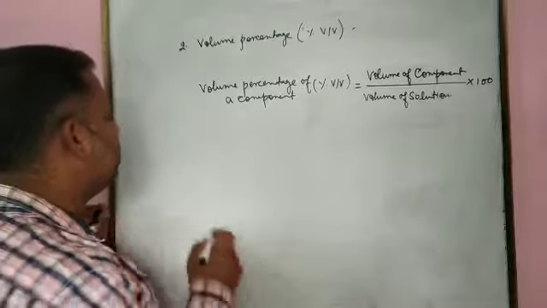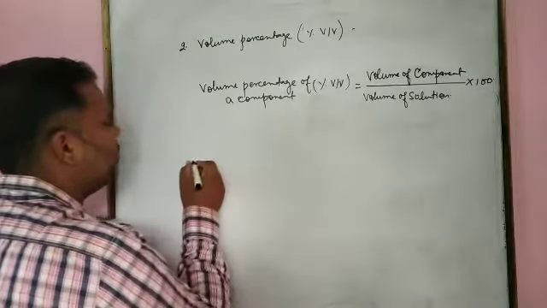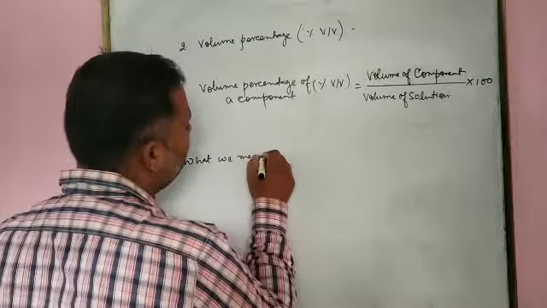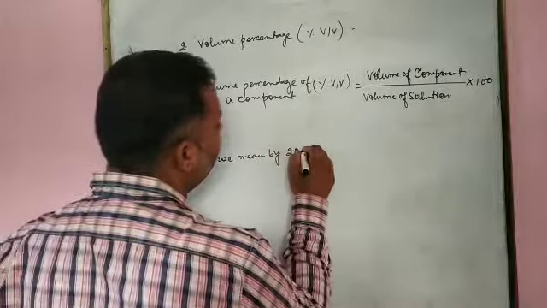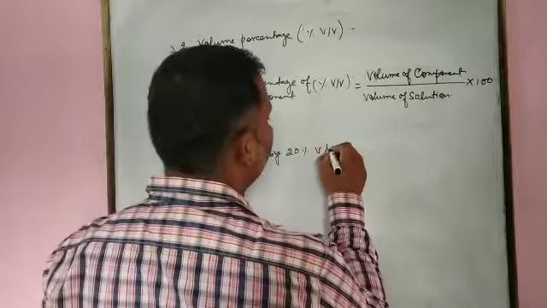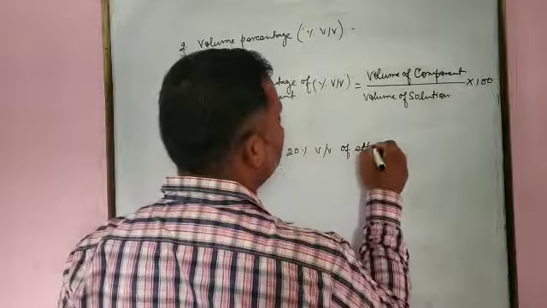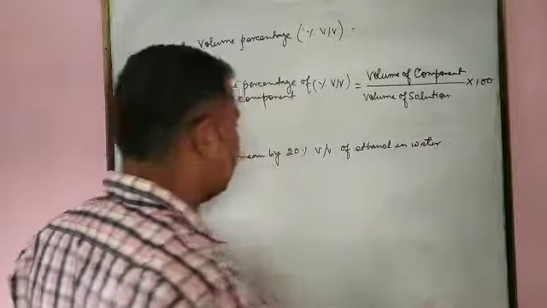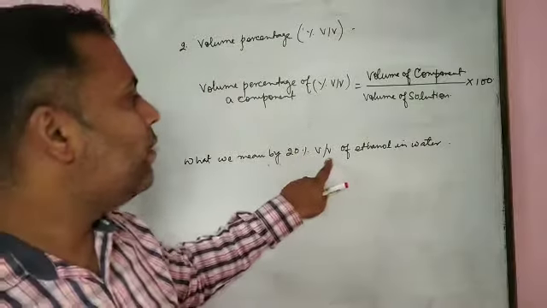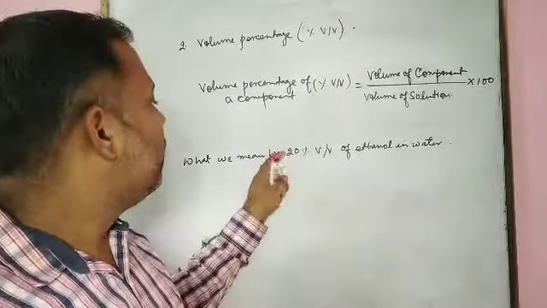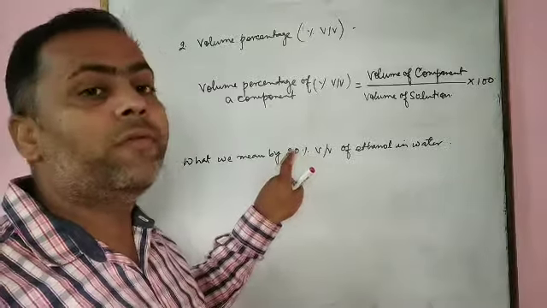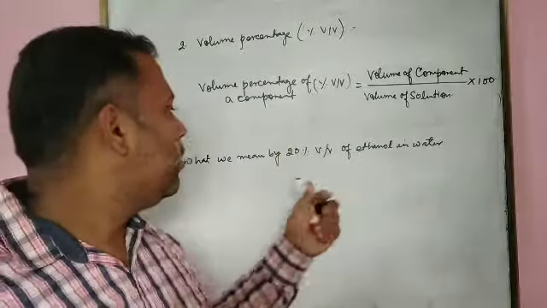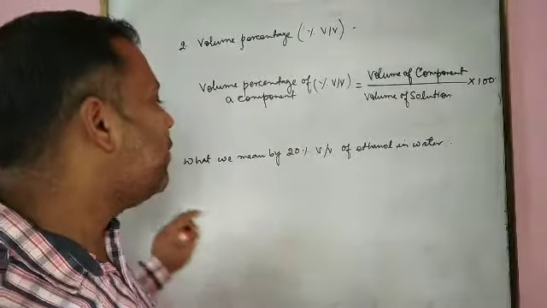If we have a question: what do we mean by 20% V by V of ethanol in water? Then this means 20% V by V of ethanol in water. It means when 20 ml of ethanol is dissolved in 80 ml of water, then it is termed as 20% V by V.